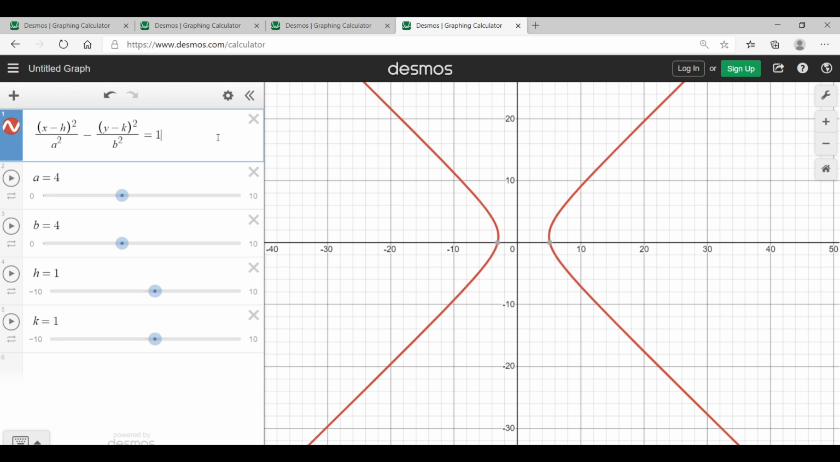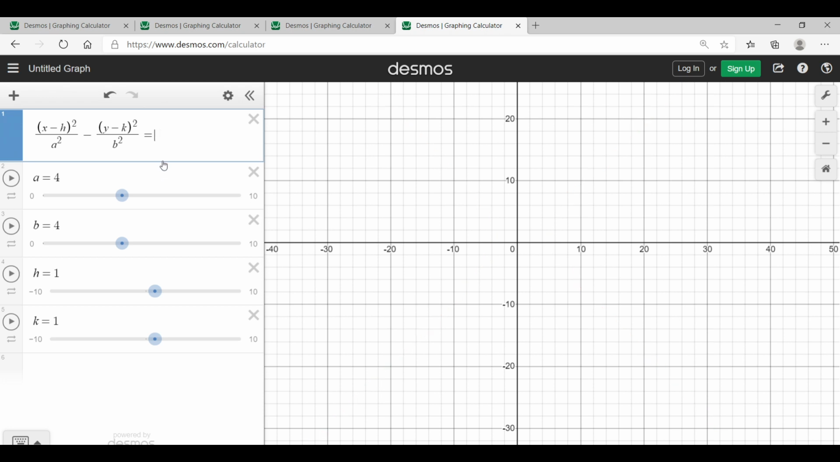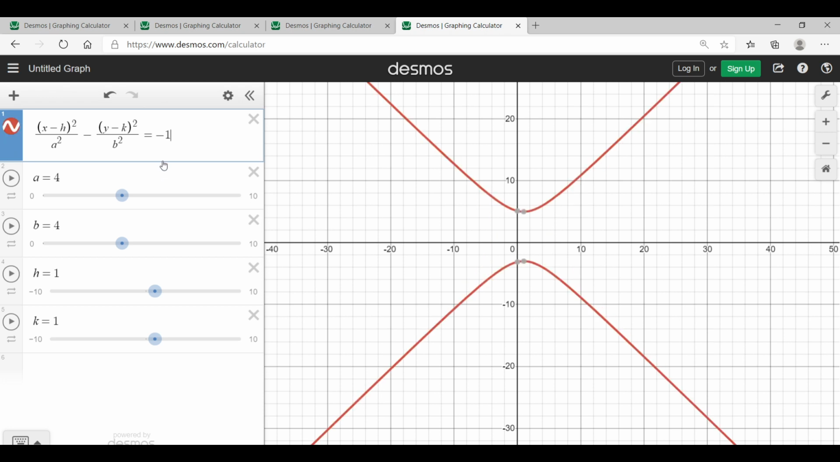Remember, if this is 1 or positive, the transverse axis is horizontal, right? Now, if I change it to a negative number, negative 1 for example, then what happens to the hyperbola? It becomes a hyperbola opening upwards and downwards. A while ago, it was the hyperbola opening right and left. Now we have this hyperbola opening up and down. So the transverse axis changes from the horizontal position to the vertical position if the value of the constant at the right becomes negative.